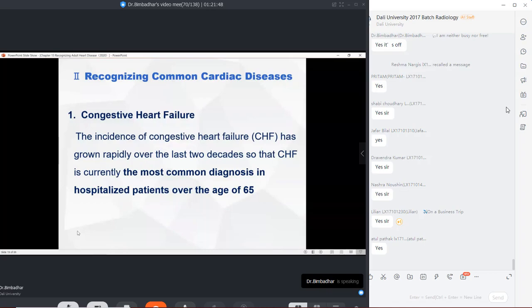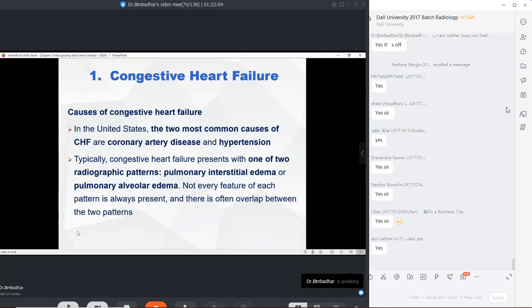Okay, reduction in the cardiac output, cardiac capacity is called congestive heart failure, and it is happening because of the process of congestion. It is common in patients who are hospitalized over the age of 65. Right, okay. Causes of congestive heart failure, we already know them: one of the conditions is coronary artery disease and hypertension.